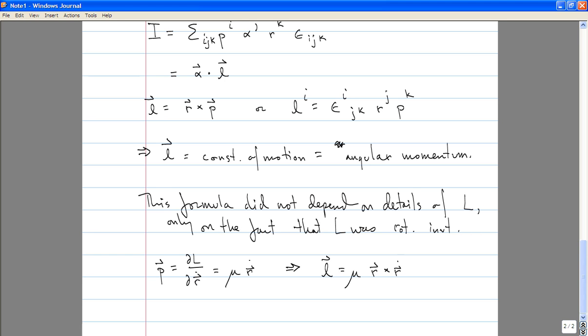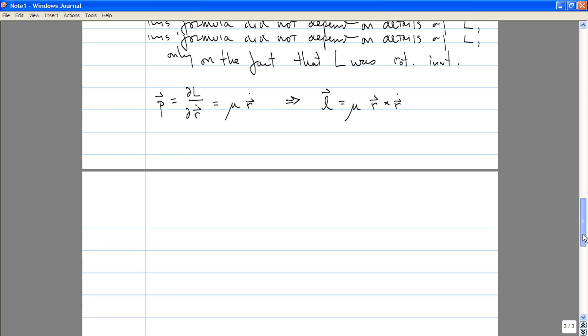And in fact, it's quite easy to check that this is indeed a constant for a solution to the equations of motion. So that's what I would like to do next. Before I do so, are there any questions? Okay.